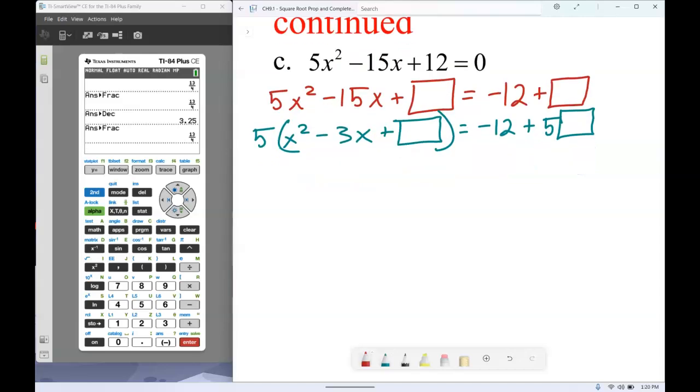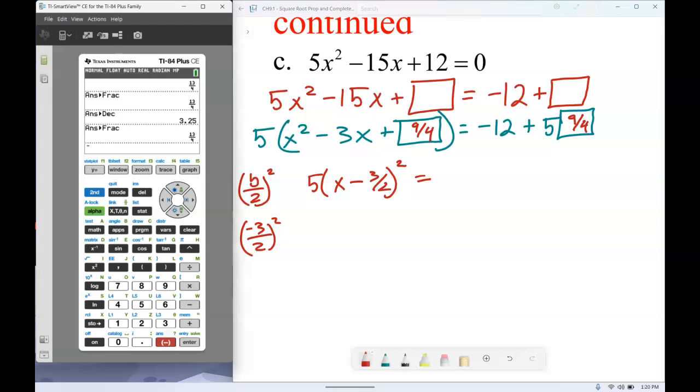What's going to go in the box? 3 over 2 squared, 9 over 4. Wait, we don't grab the negative. You can grab the negative, so it's -3 over 2, because that negative will just remind you that when you factor it, it's minus. Okay, so 9 over 4. So when we factor it, we have x minus 3 over 2.